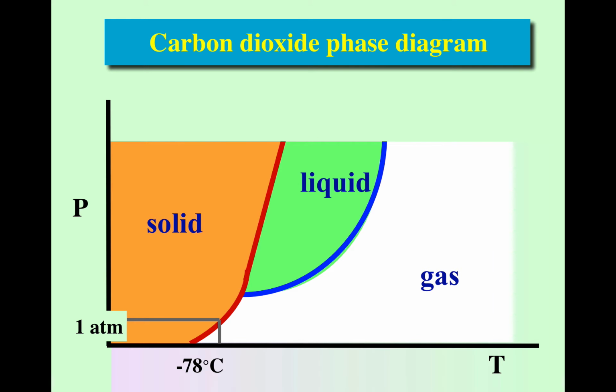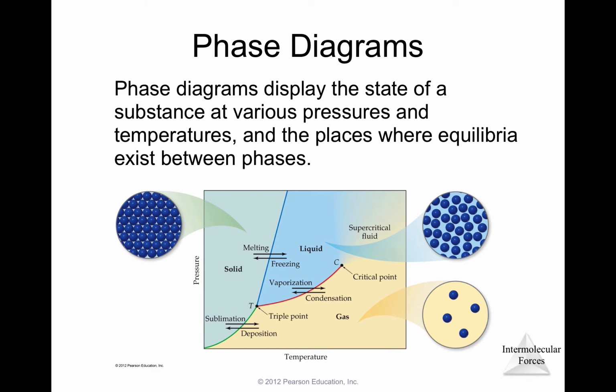So at 1 atmosphere of pressure at minus 78 degrees Celsius, carbon dioxide goes directly from the solid phase to the gas phase, right? This is called sublimation. So anywhere along this line between the solid phase and the gas phase is the sublimation point. As I increase the pressure, eventually I get to the triple point of CO2. All right, so at 5.2 atmospheres, minus 57 degrees Celsius, this is where I start to liquefy CO2. So you can get liquid carbon dioxide, you just have to get the pressure high enough.